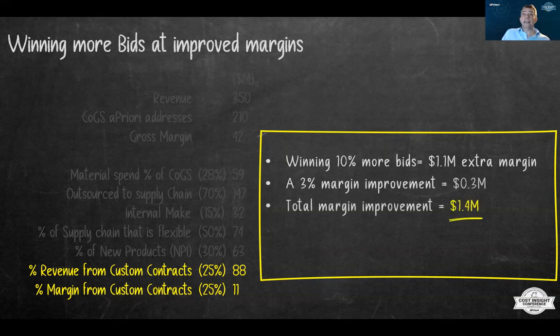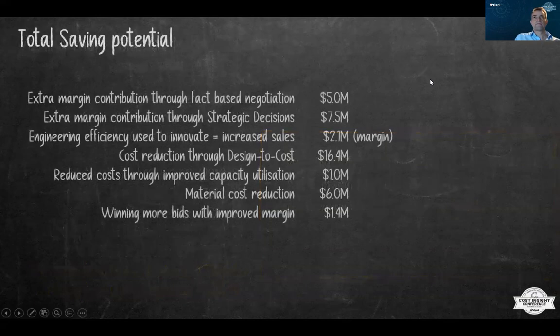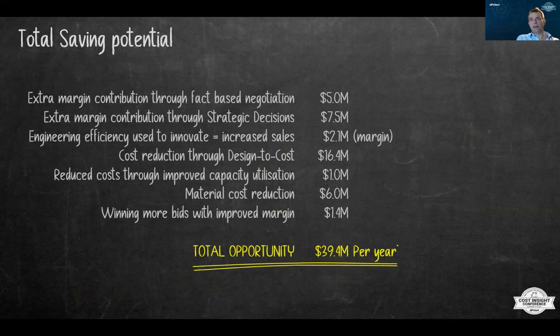1.1 and 0.3 if we then give some of that margin back to ourselves. So the total improvement could be worth 1.4 million to us a year. So the total saving potential, adding all these up, is a whopping 39.4 million per year. And there's little asterisks there because there are some caveats around that. Some of these caveats imply that this could be a lot larger, by the way.